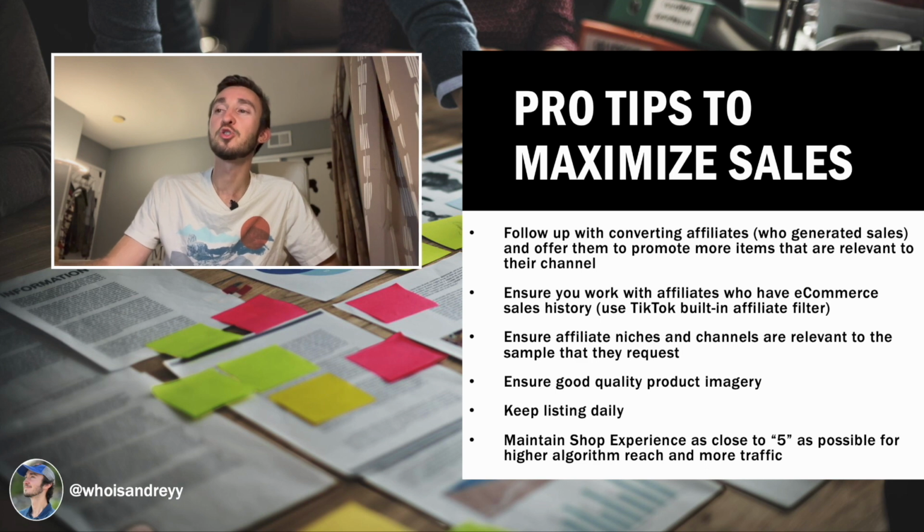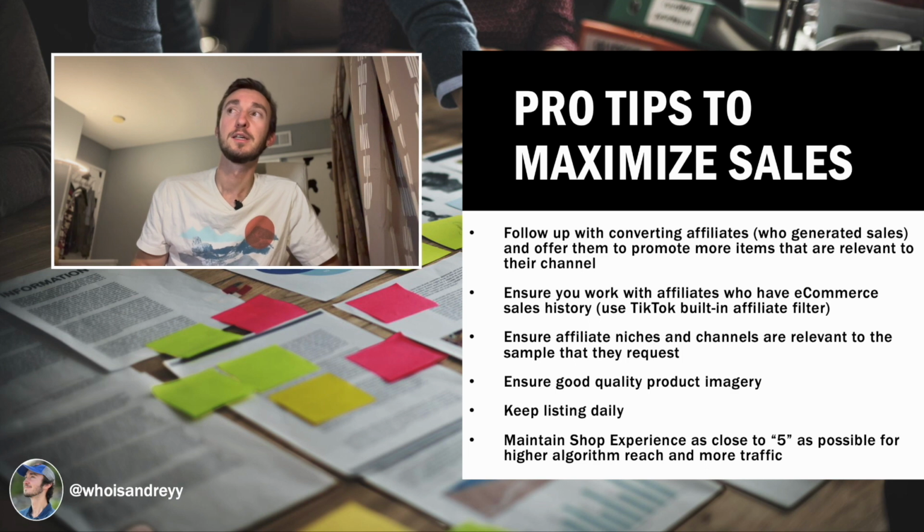Pro tip number two, ensure you work with affiliates who have e-commerce sales history, like I mentioned in one of my lectures earlier. You can rewatch it if you missed it. It's one of the lectures where we were discussing the affiliates tab. TikTok has a built-in affiliate filter that will allow you to prevent affiliates from requesting free samples who do not have sales history, who were not able to generate either $40 or more in sales or $160 or more in sales in the past 30 days or so.